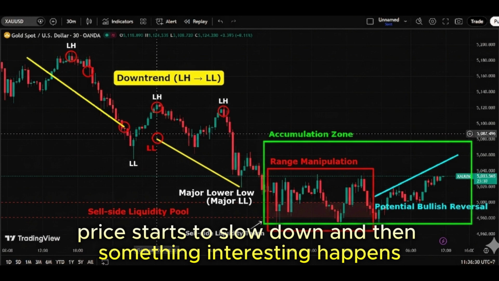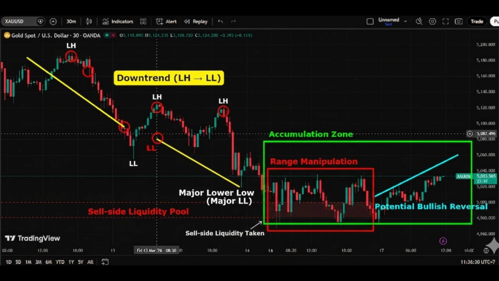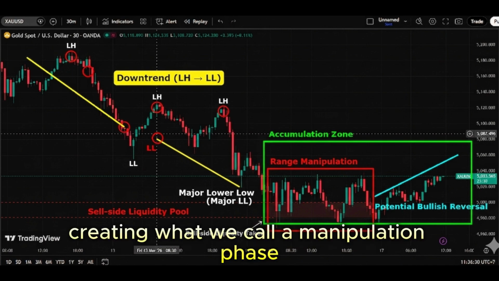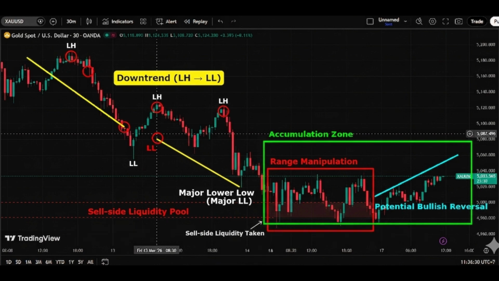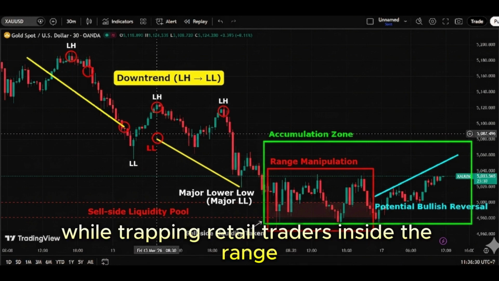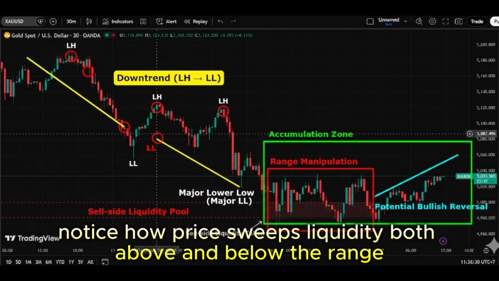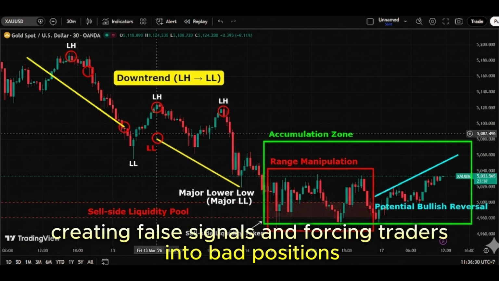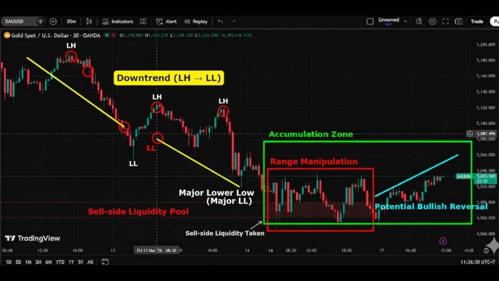And then, something interesting happens. The market enters a range, creating what we call a manipulation phase. This is where smart money begins to accumulate positions, while trapping retail traders inside the range. Notice how price sweeps liquidity, both above and below the range, creating false signals and forcing traders into bad positions.